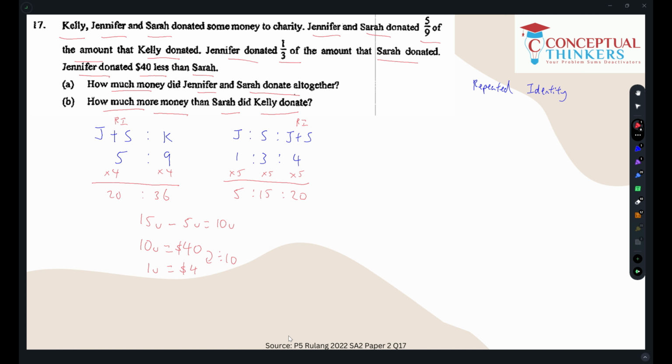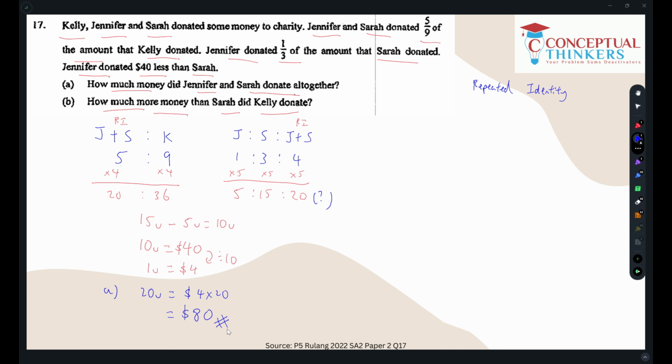So for part A, they want to know how much money did Jennifer and Sarah donate all together. So the first question mark will be this, which is our 20 units. So for part A, we can look at 20 units, so it will be $4 times 20. So the answer will be $80 for part A.